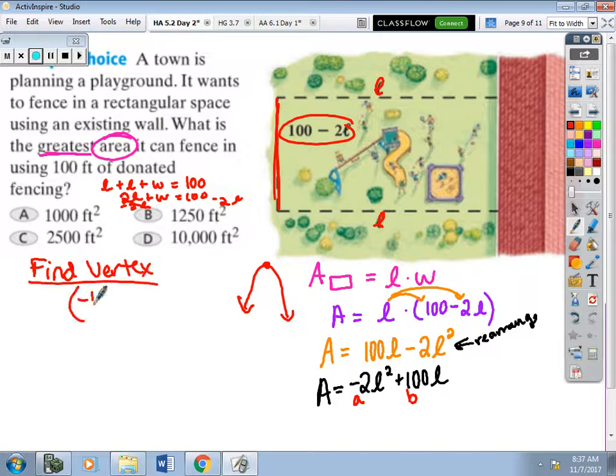And I'm going to use my formula, negative B over 2A. Plugging in negative 100 over 2 times A, which was negative 2. Make sure you do plug in the negative there. And we should get negative 100 divided by negative 4, which will get me a positive 25.